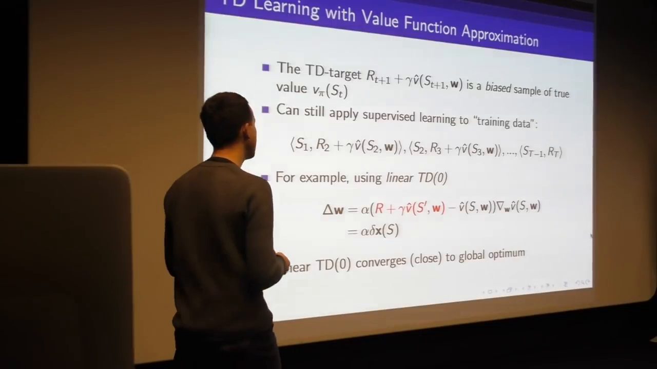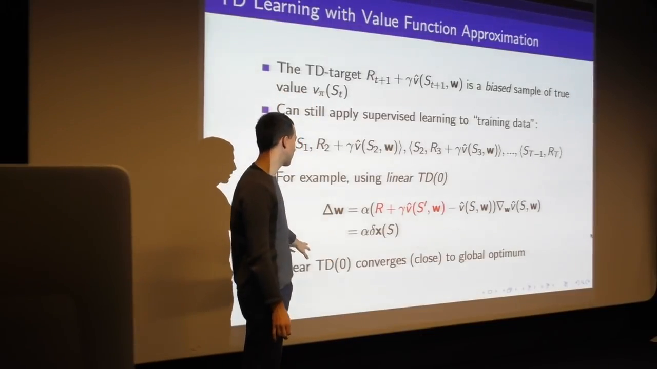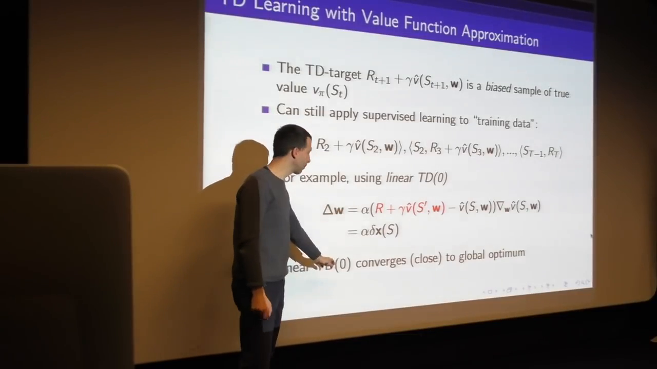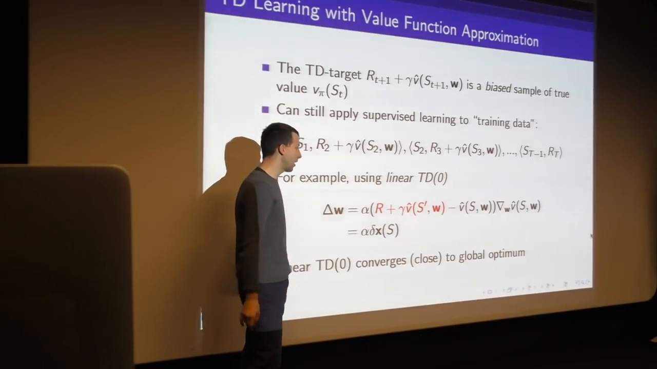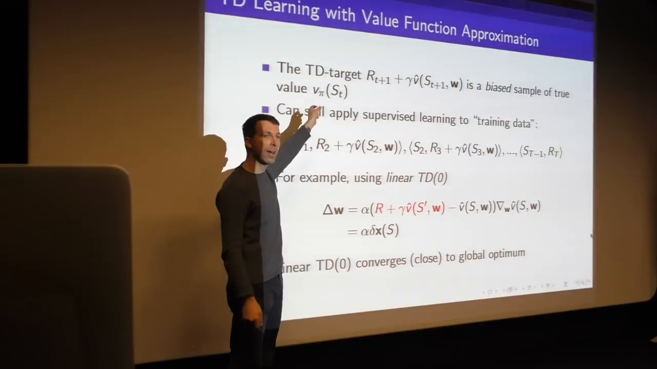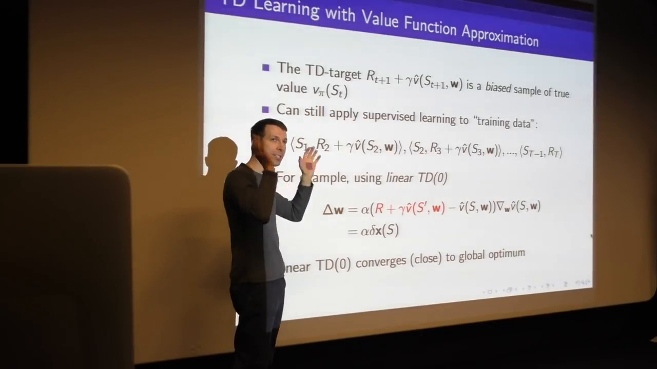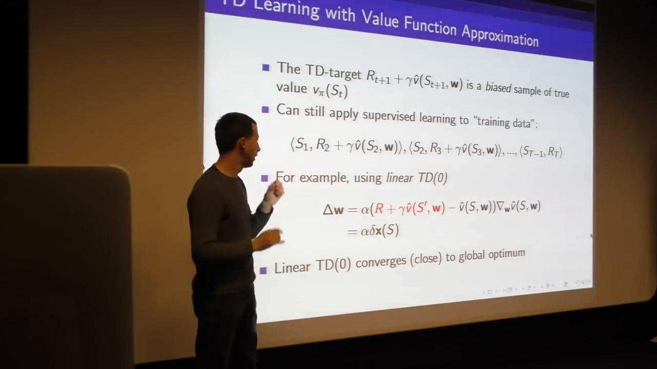Even though this is biased, it's really important to note that there's a famous result by Tsitsiklis and Van Roy that shows that linear temporal difference learning still converges if you use linear function approximation. Despite the fact that we've introduced this bias, it still converges close to the global optimum, where close depends on things like your discount factor.